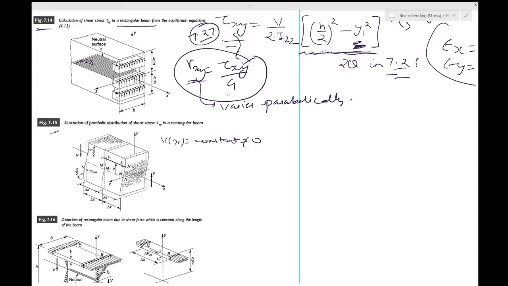So from this we would suppose that the presence of a constant shear force would have little effect on the bending stress distribution 7.16. So sigma x was equal to minus My by Izz, if I am not mistaken. This was 7.16.